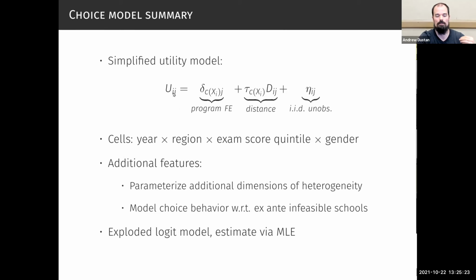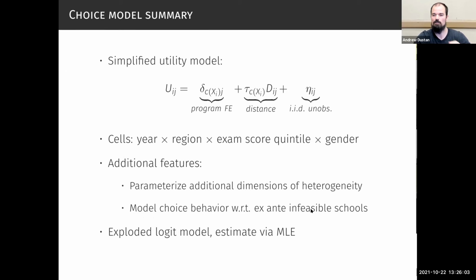Your utility to student i for school j is going to be a function of a program fixed effect, which gives us a lot of flexibility in terms of preferences for specific schools rather than just school characteristics. It's also a function of distance, and then obviously this IID unobservable term. We add some additional features just to deal with the institutional context and some data issues. We're going to parameterize some additional dimensions of heterogeneity that we don't use to determine covariate cells, things like parental education and so forth.